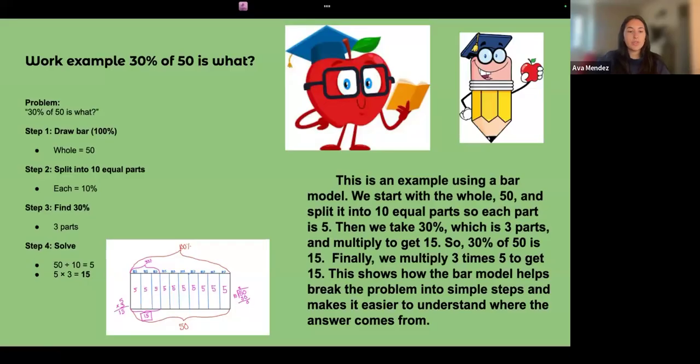This strategy helps students clearly see how percentages relate to the whole, making abstract concepts more concrete and easier to understand.